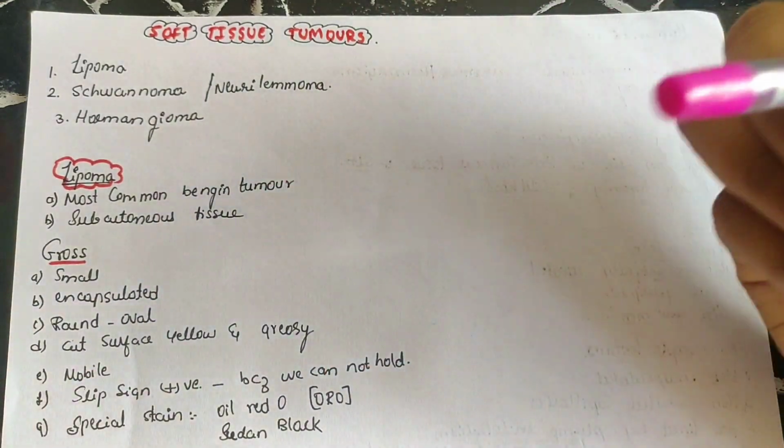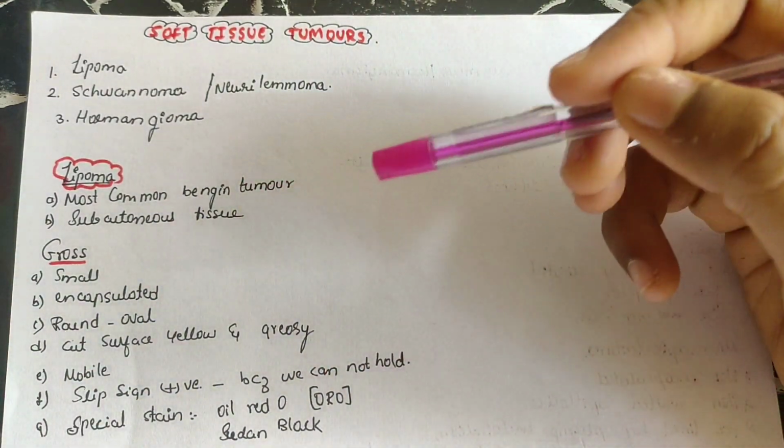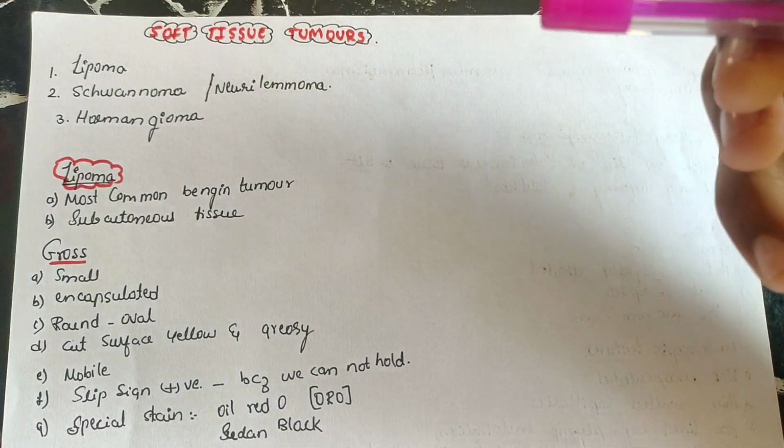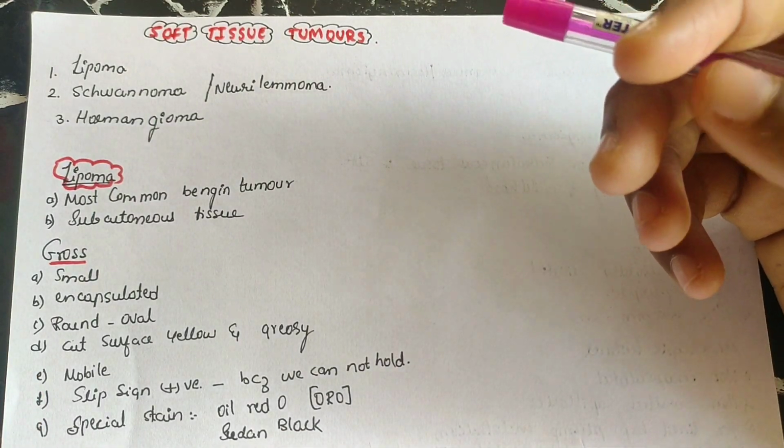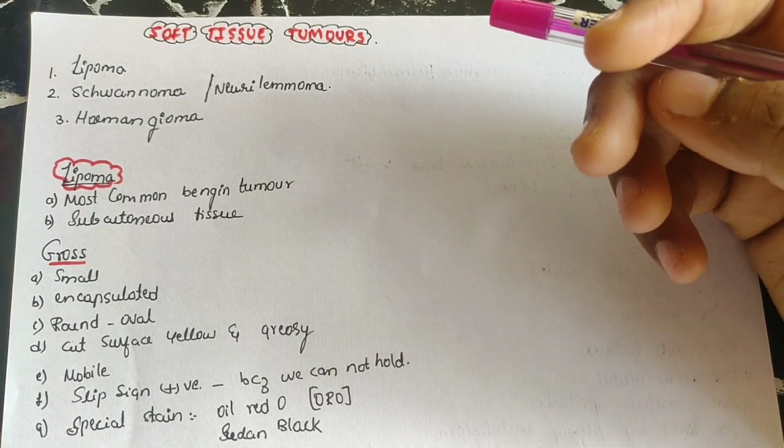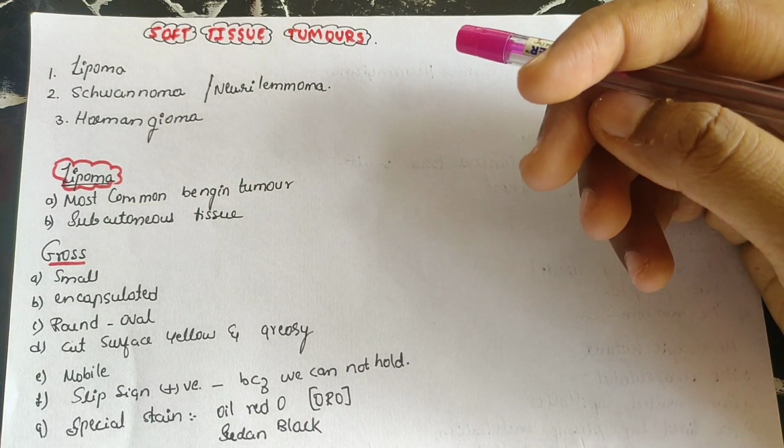Lipoma. Lipoma is the most common benign tumor. Among these benign tumors, lipoma is most common. It occurs in the subcutaneous tissue, maybe the skin or the subcutaneous tissue. You can see in this image, this is a lipoma. This is the image of lipoma.